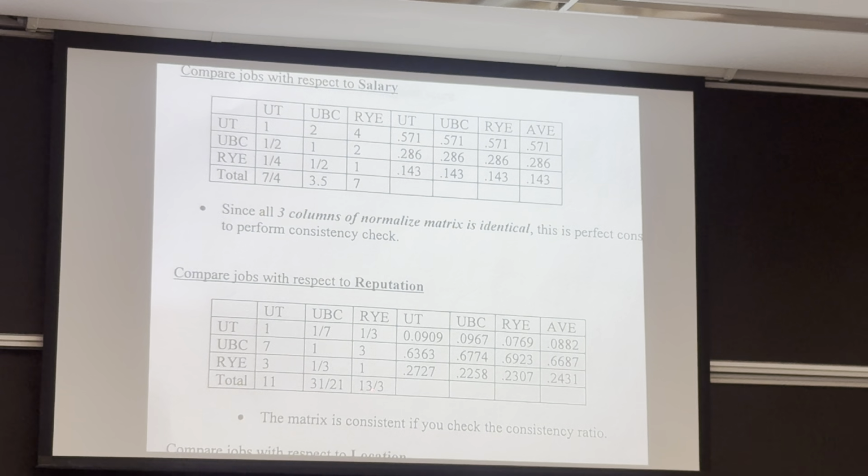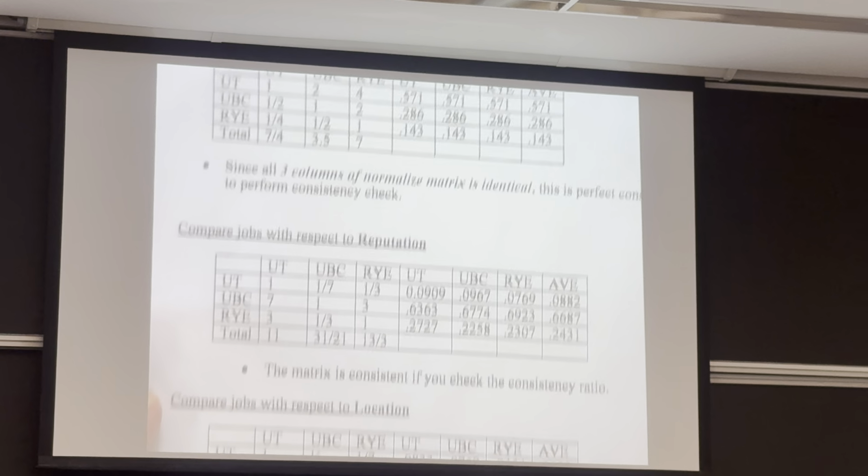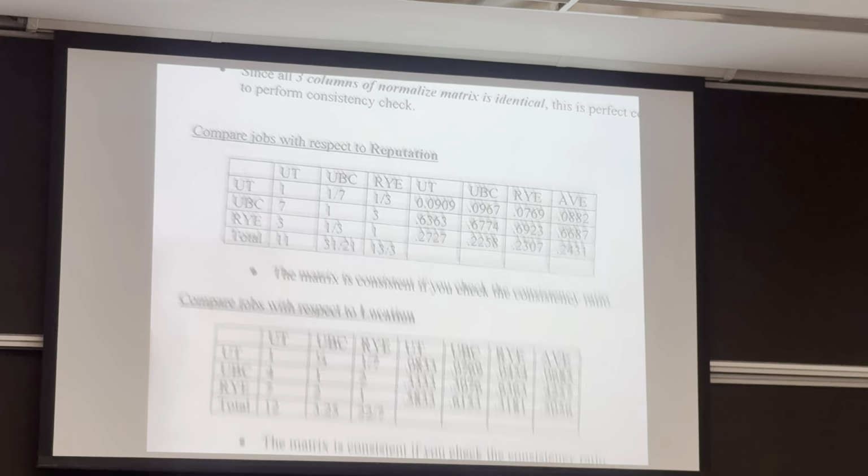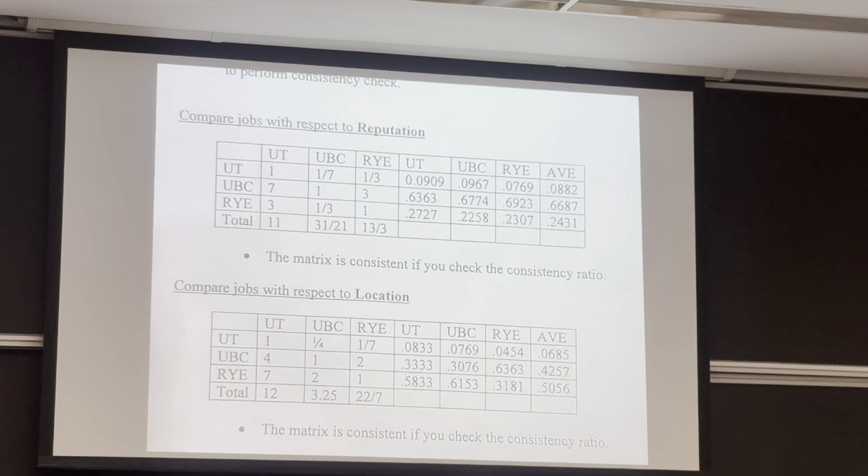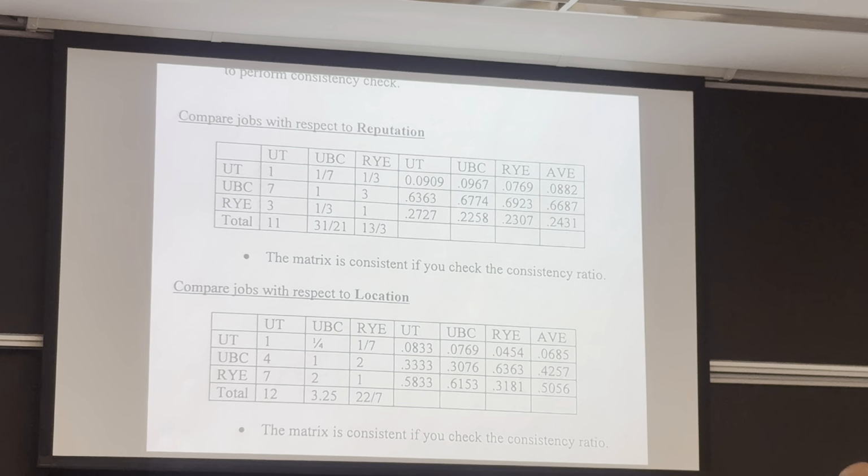Then we compare the jobs with respect to reputation. Again, we start with the comparison matrix, total it up, divide by the total, take the average. I didn't show the calculations here, but if you perform the consistency check, you'll see that the comparisons are consistent. Finally, we compare the jobs with location. Again, if you make the calculation for the consistency check, you'll also see that it is consistent. So we create a matrix for the comparison of each of the criteria. Now we put everything together in a summary table.